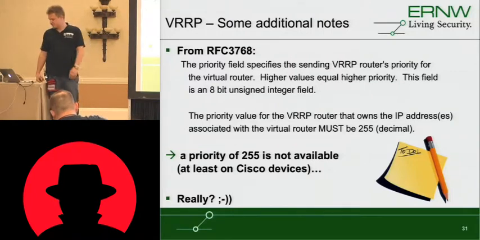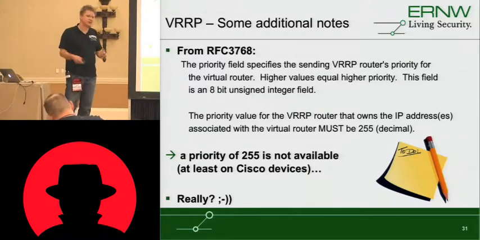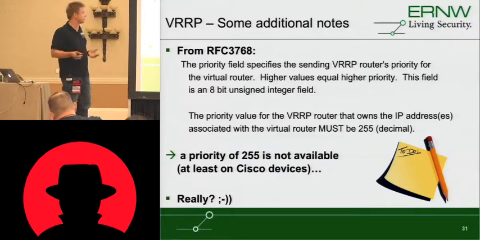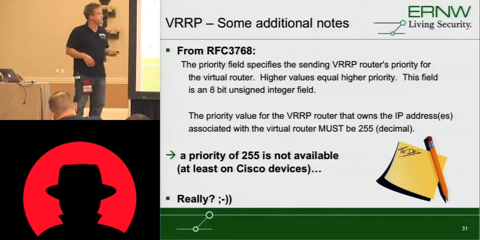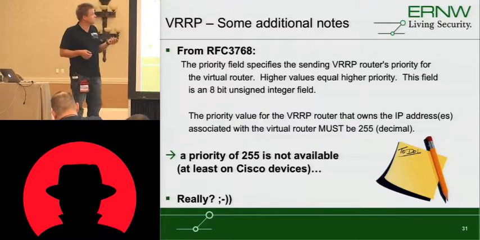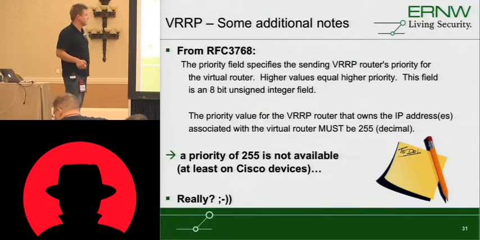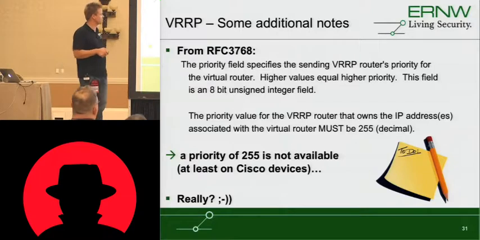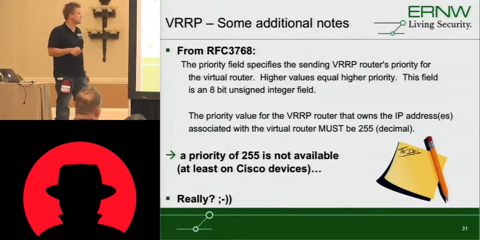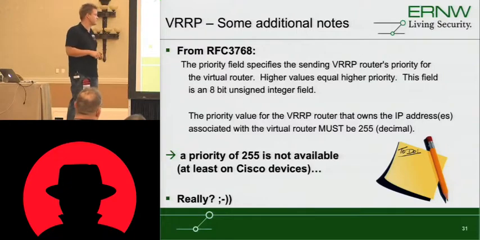They use some kind of priority to figure out who's the master, who is the active router. And the highest, the baddest priority is 255. Unfortunately, you can't configure this explicitly. The highest number on a Cisco device is 254. 255 only gets used automatically in a special setup of VRRP.